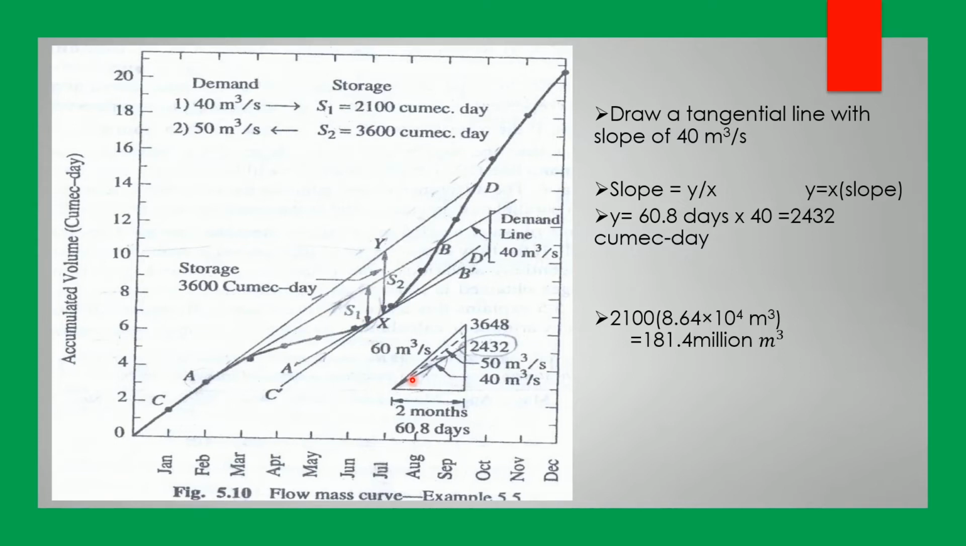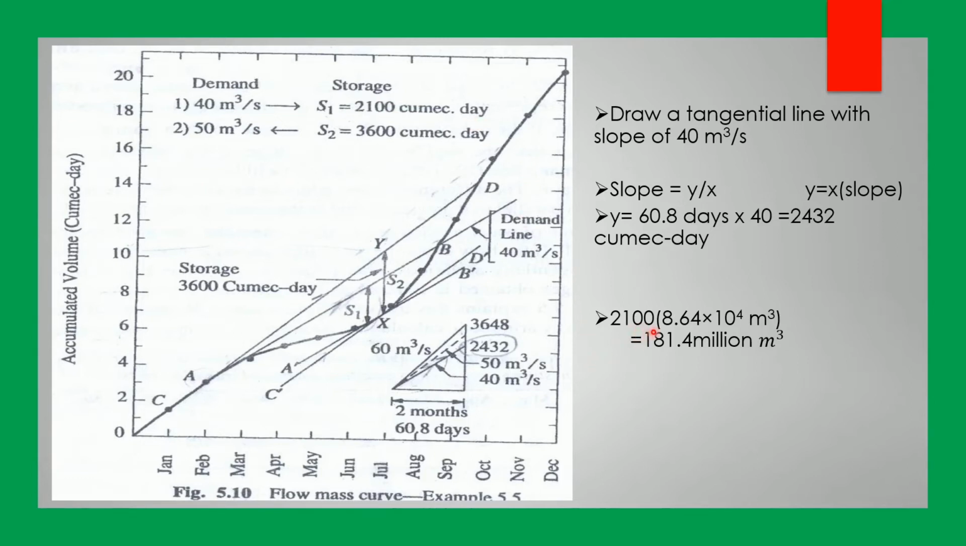One month has an average of 30.4 days. For two months, 30.4 plus 30.4 is equal to 60.8 days. Times 40 as the slope, we get 2,432 cubic day. Then the storage for the 40 m³ per second demand gives a storage of 2,100 cubic day.